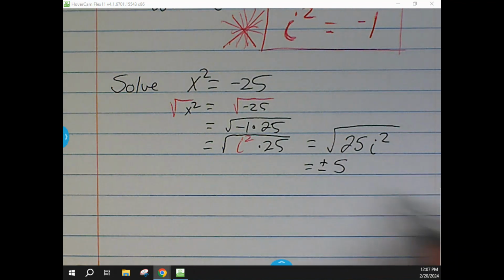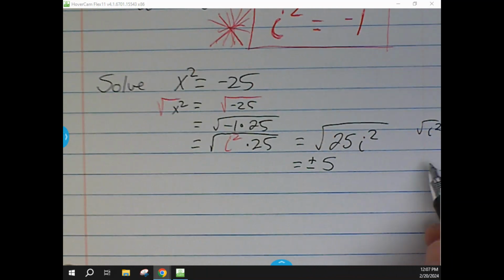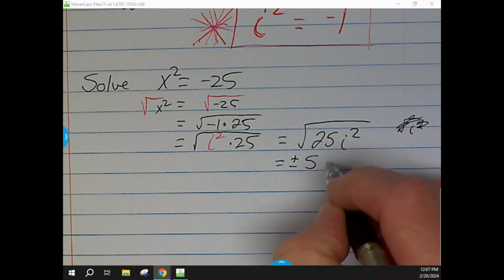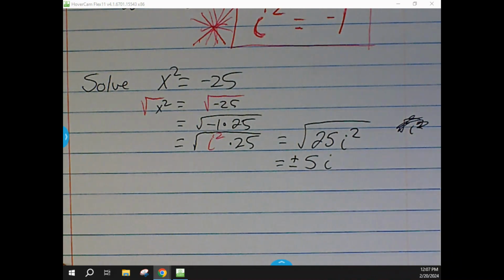And then if we square root the i squared part, if you square root i squared, then basically these two things cancel each other out and just give you the i variable. So it's just going to be plus or minus 5i.